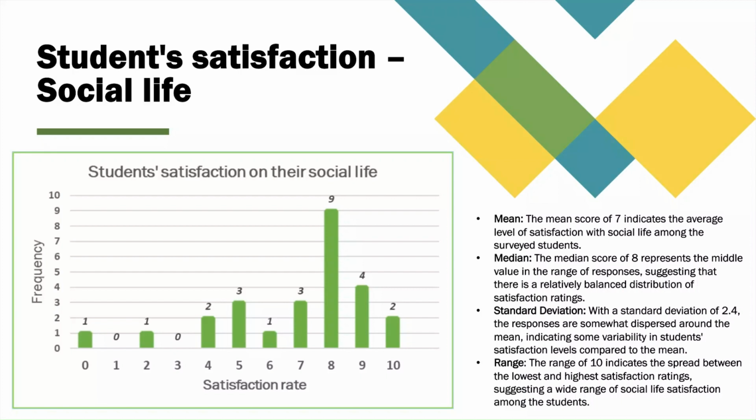With a standard deviation of 2.4, the responses are somewhat dispersed around the mean, indicating some variability in the students' satisfaction levels compared to the mean. And now with the range being 10, this indicates the spread between the lowest and the highest satisfaction ratings, suggesting a wide range of social satisfaction among students.